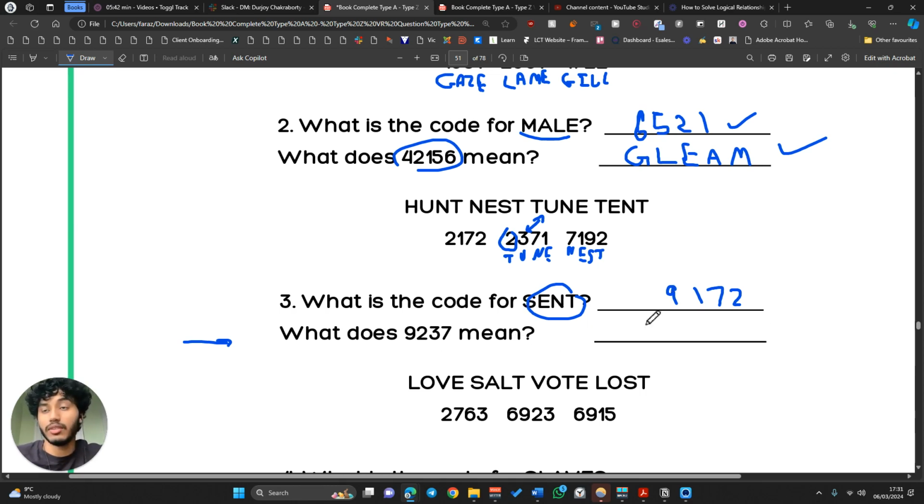We know 9 is S because it says sent. So 9 starts with S, right? 9. This is going to be S. What does 2 equal? We know that 2 is equal to T. You can see that here. These 2. What is 3 equal to? Well, 3 is U. What is 7 equal to? 7 is N. So stun.